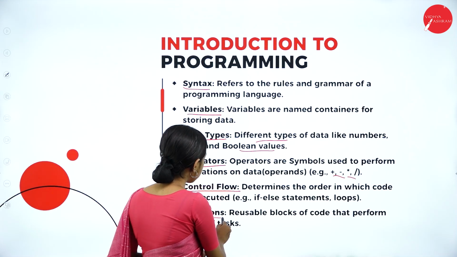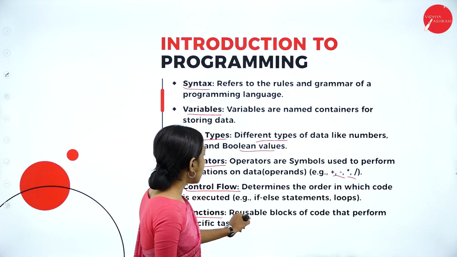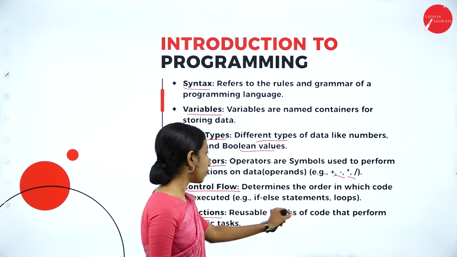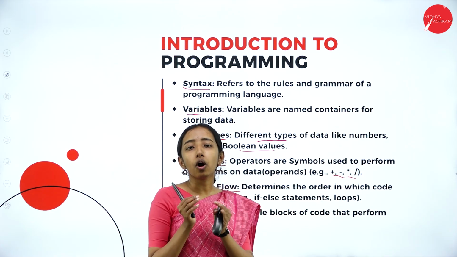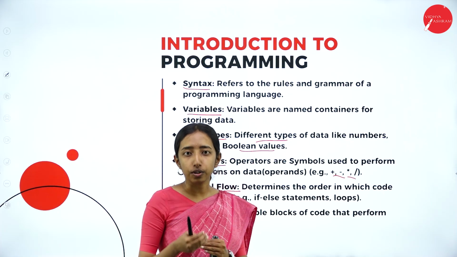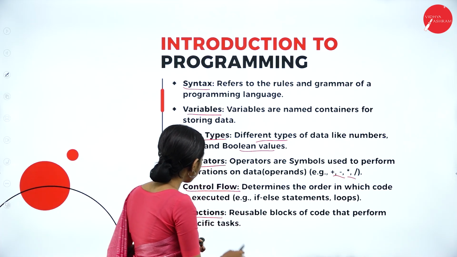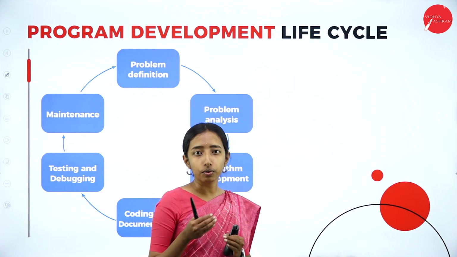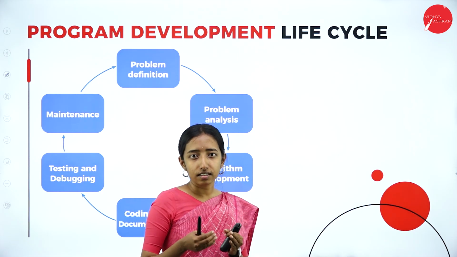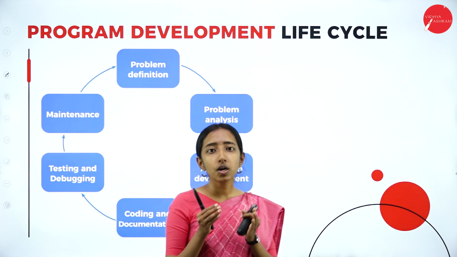Next, we have functions. Functions are reusable blocks of code that perform specific tasks. These are blocks of code that we can reuse. So these are the main things about programming. What is programming, and what are the basic things that are there in programming?